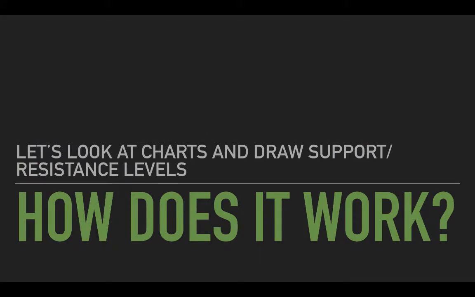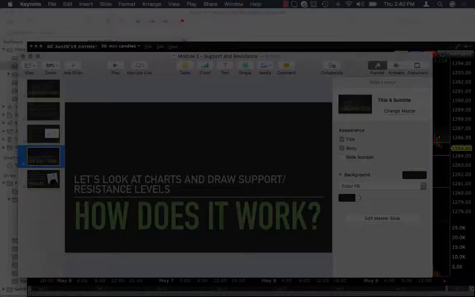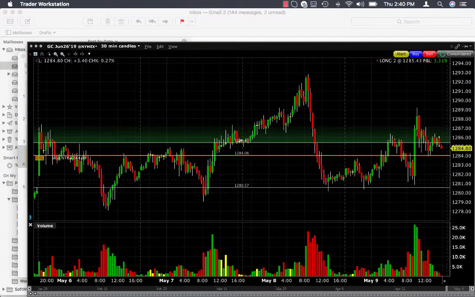How do we actually use this? Well, I think the easiest thing to do is just draw some lines and show you support and resistance on a chart. So let's flip over here to my Interactive Brokers account, and what we have open is a gold chart. I've got some lines already on it.